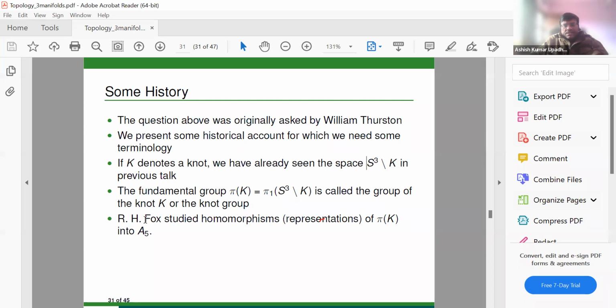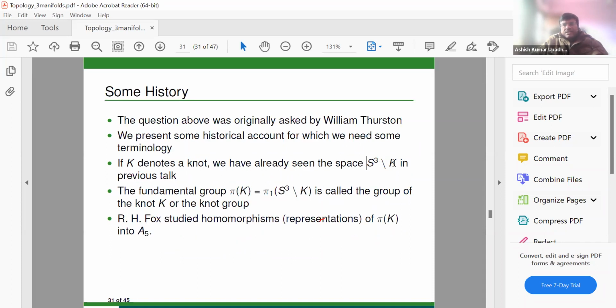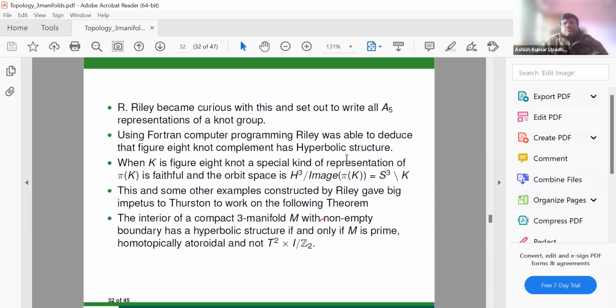out of a study coming from representation of knot group into A5 and the use of Fortran programming, Robert Riley was able to show that the figure 8 knot complement, that is when K is a figure 8 knot, then this object S3 minus K had hyperbolic structure. It's a very important development, very important development.